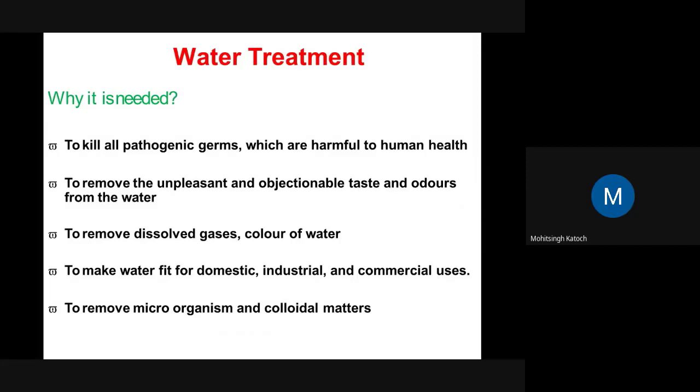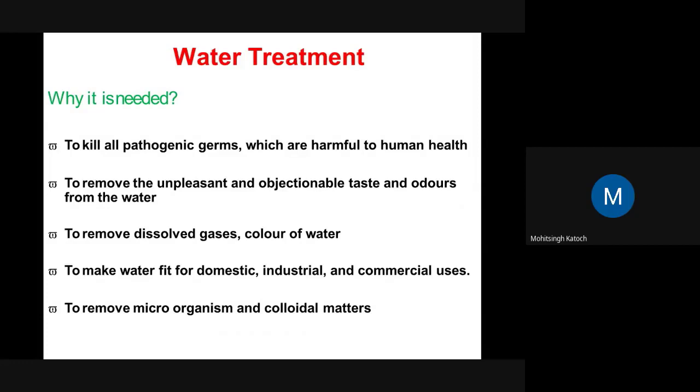To remove the unpleasant and objectionable taste and odors from the water. If the water is having some smell or an unusual taste, nobody will be ready to drink that water. So it is very important to remove such unpleasant and objectionable tastes and odors. Similarly, if the color of the water is not good, again, no one will drink that water. So it is important to remove the dissolved gases and the color of water.